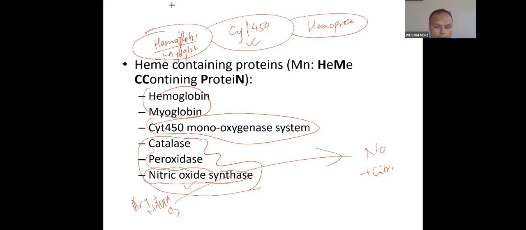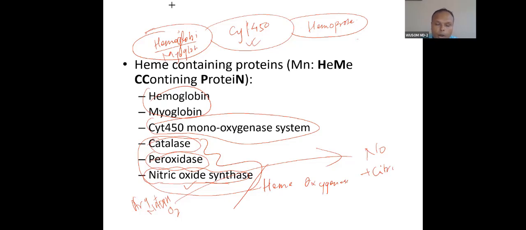Peroxidases, these peroxidases have heme. This is also a heme protein. Catalases, these are heme proteins. These are not actually hemoglobin or the cytochrome P450 system, but they are heme proteins. And one more we will talk about today. The enzyme that degrades heme is also a heme protein. The enzyme is called heme oxygenase.